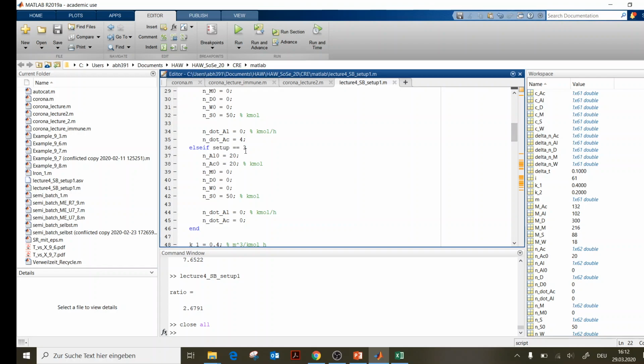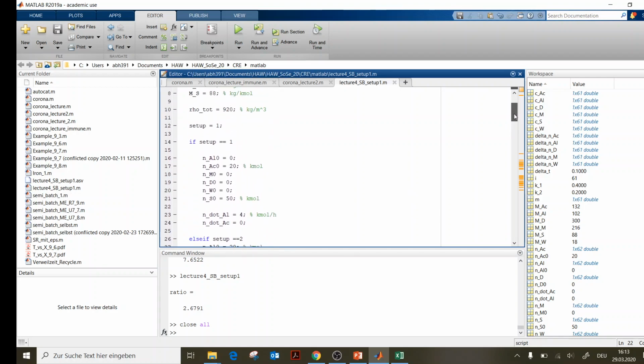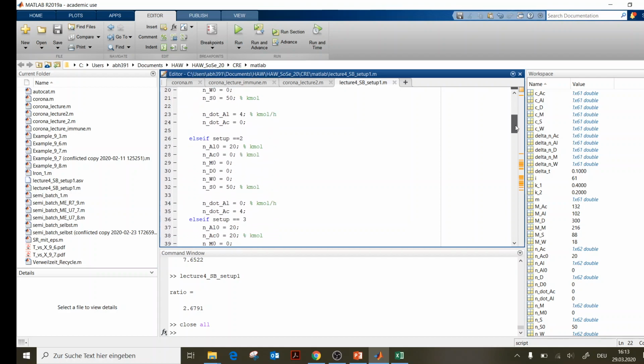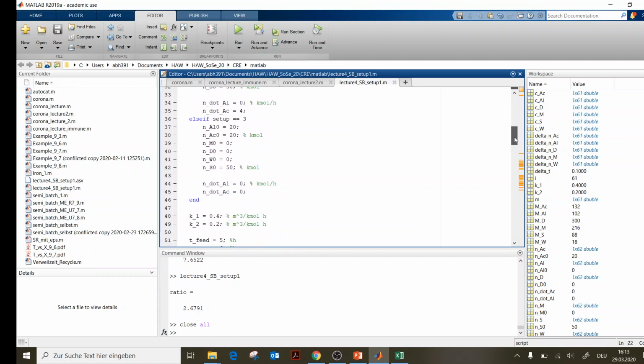And for setup 3, this was the pure batch reaction. Here we start with 20 kilomoles of alcohol, 20 kilomoles of acid, and 50 kilomoles of solvent, and the mole flow of alcohol and acid are both 0. And just by setting this setup variable, you can set it to 1, 2, or 3. You have all the 3 setups in one file.